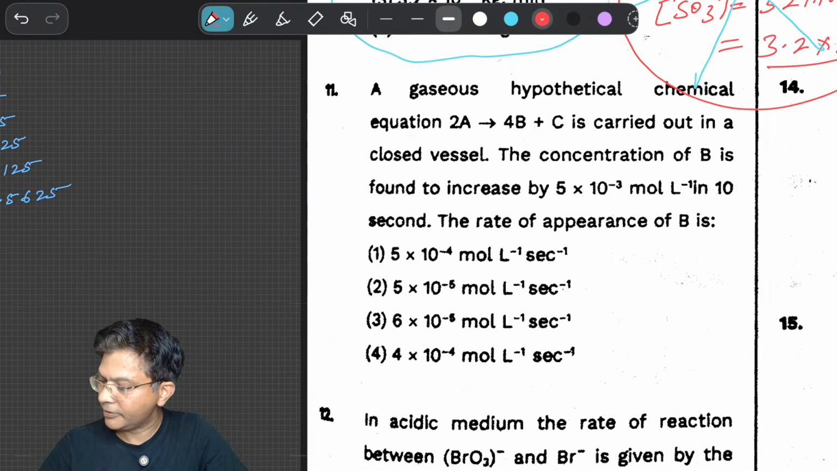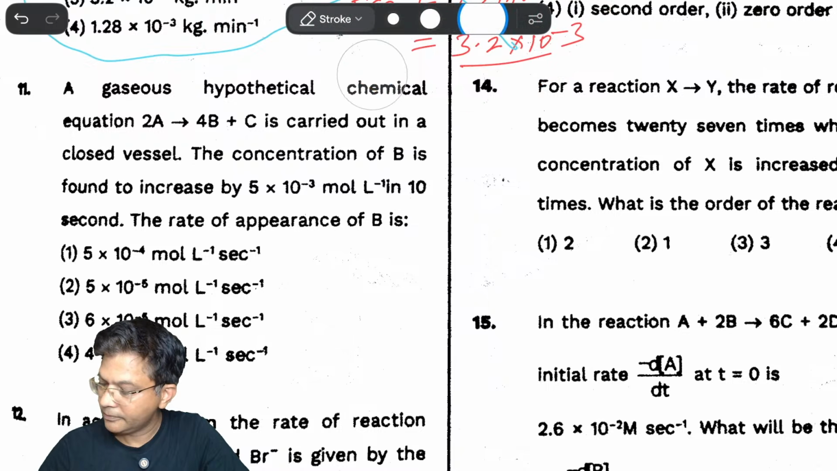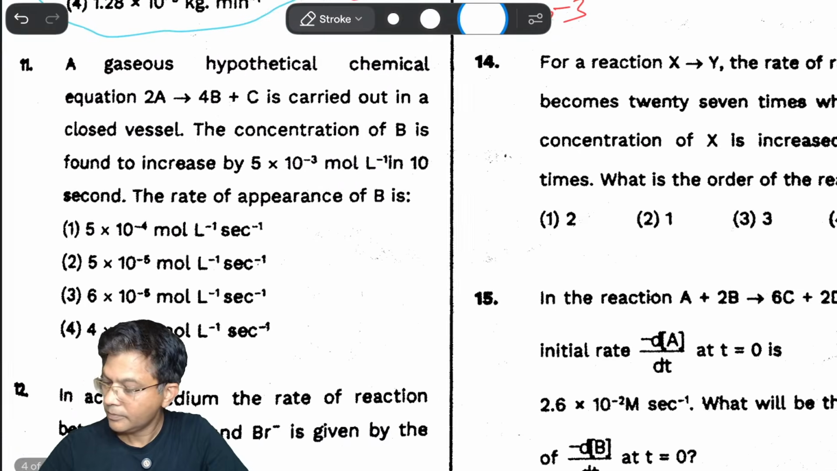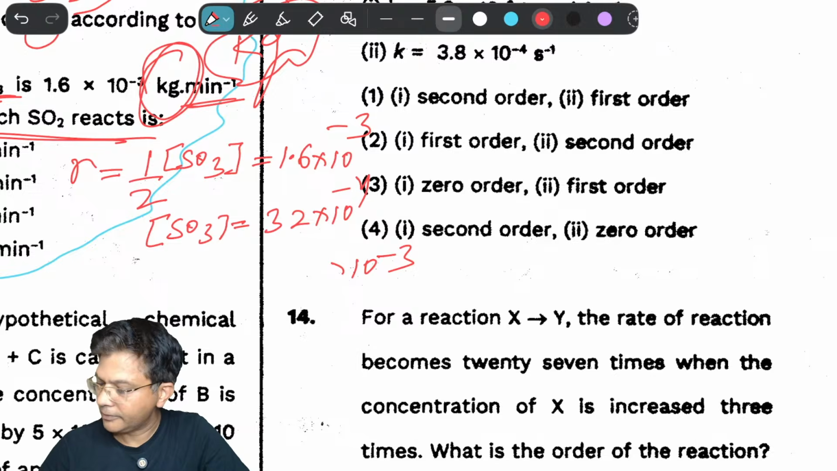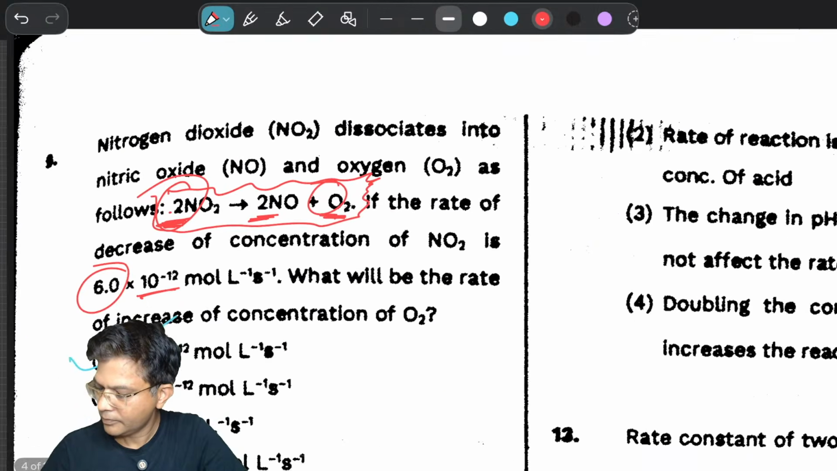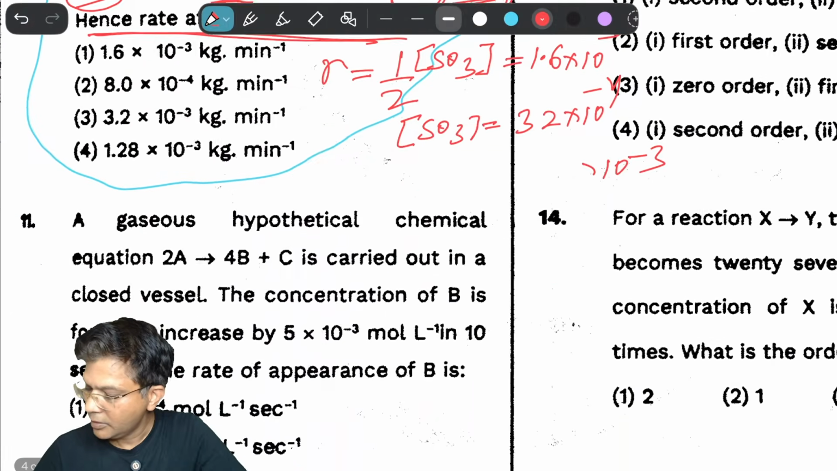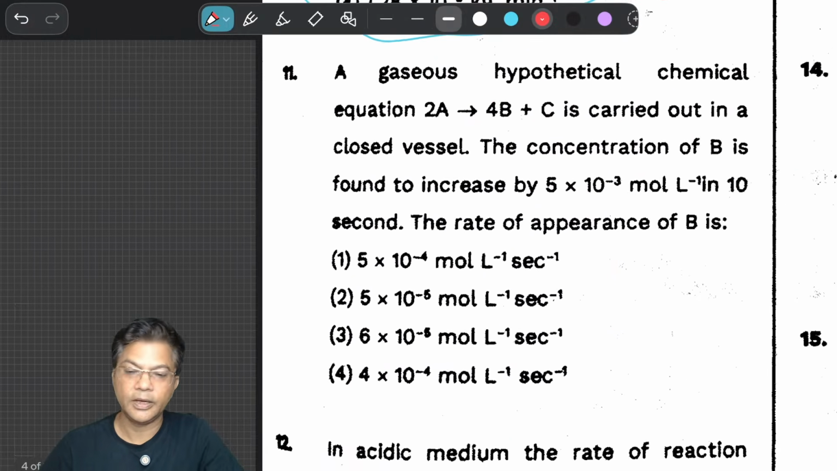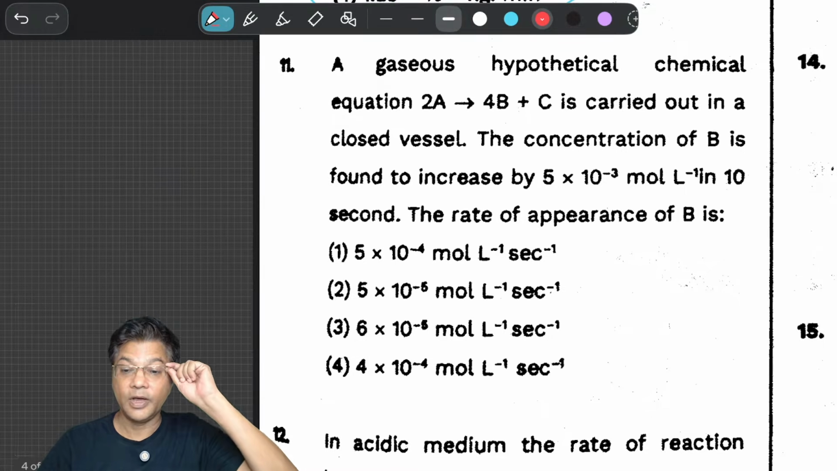Question number 11, just see to it. Everyone, question number 11. See question number 11. Where has it gone? It's over here. You see, question number 11, quick. Very good.